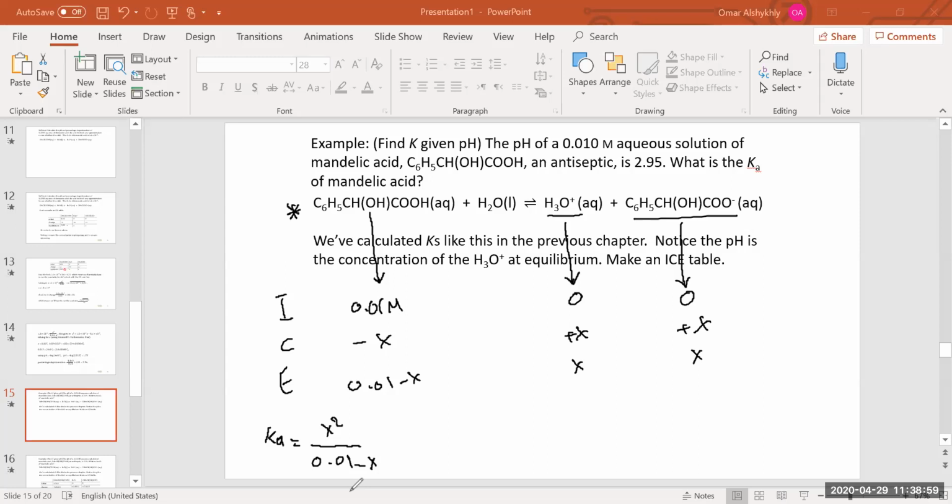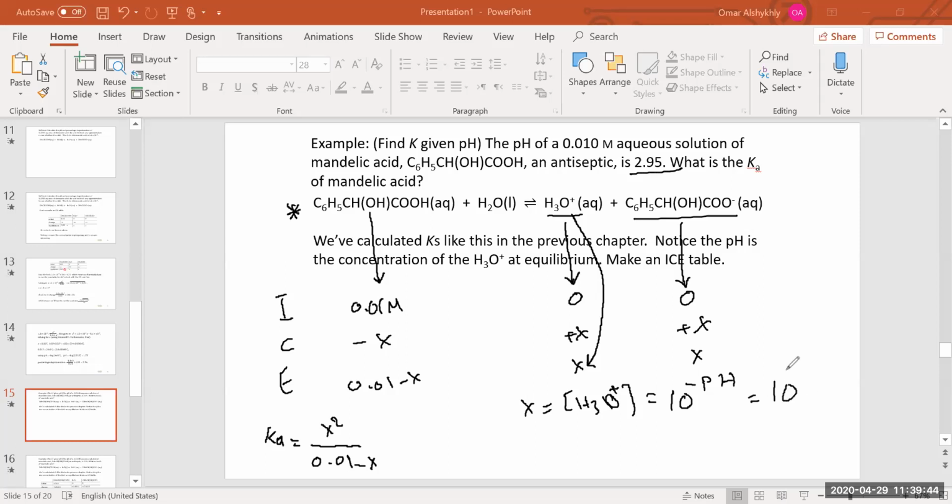So here, we need to find the X. Look at here. The X represents what? It represents the H3O positive. So the concentration of H3O positive, which equals the X, will equal 10 to the power negative the pH. That's how you calculate the concentration of H positive, since they give you the pH.